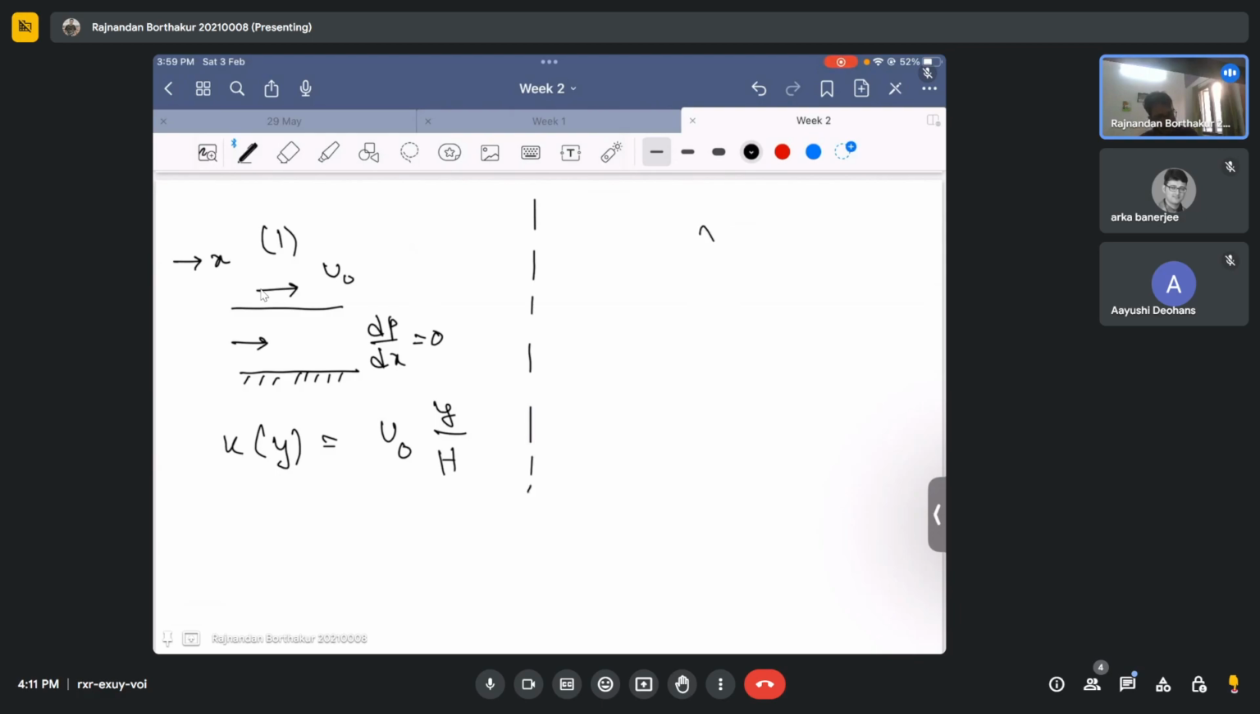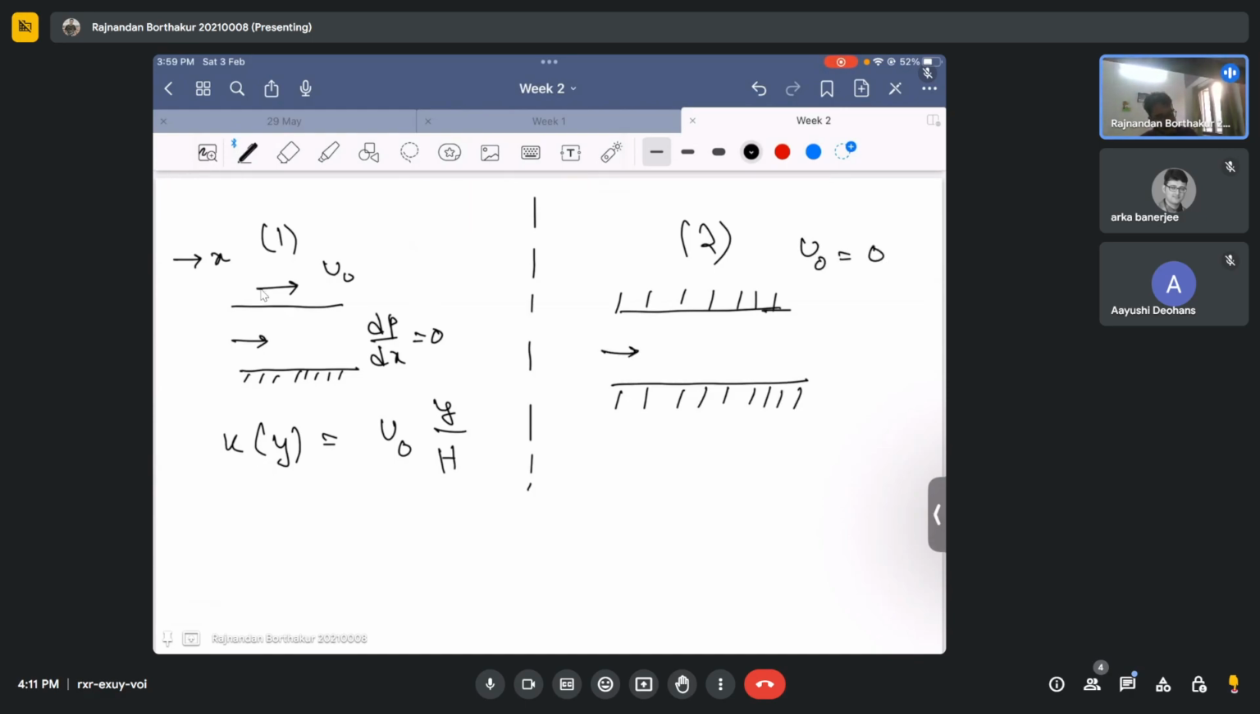In the second case, let us consider a case when the upper plate and the lower plate are fixed, which means u naught is equal to 0. However, I impose an axial pressure gradient in the x direction, which is non-zero, with some value minus dp dx. In this case, can you at least qualitatively tell me what is the nature of the velocity profile?